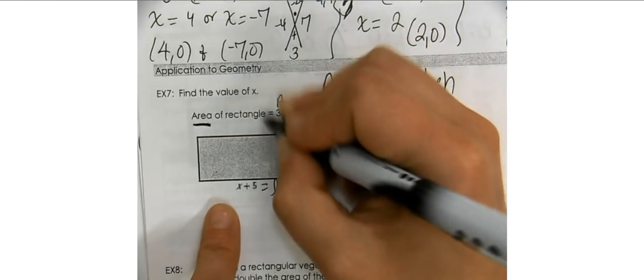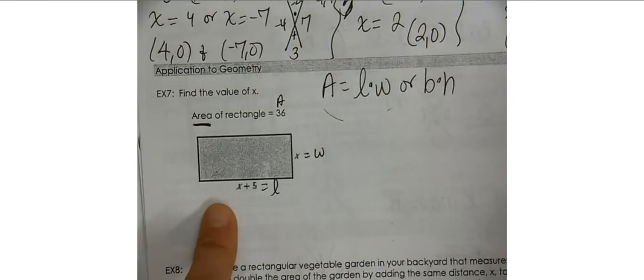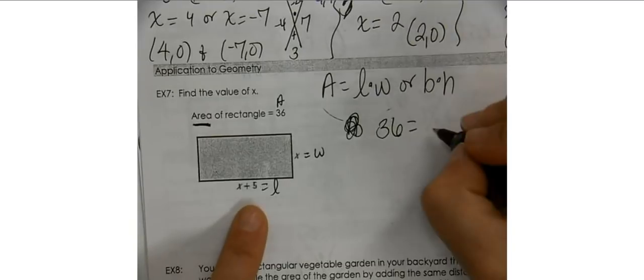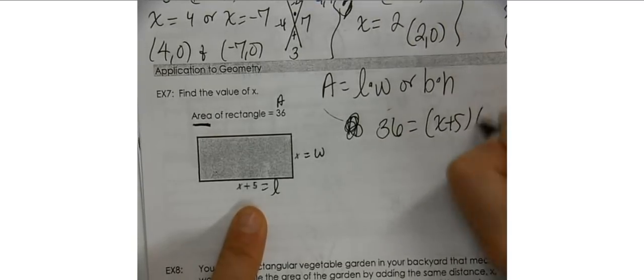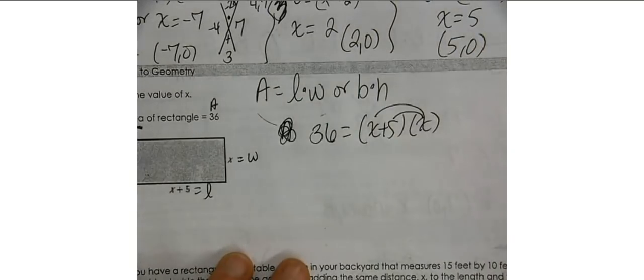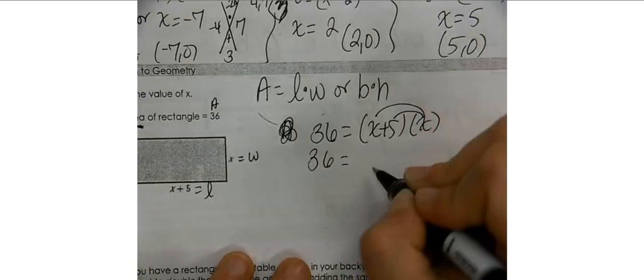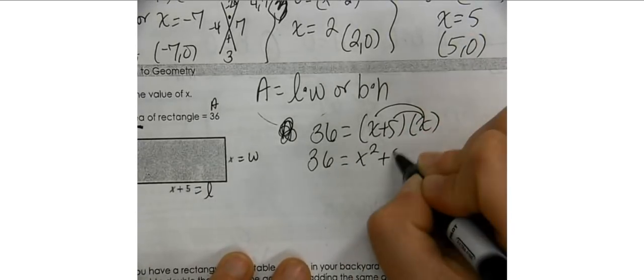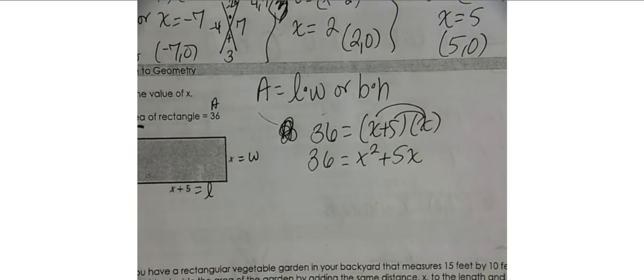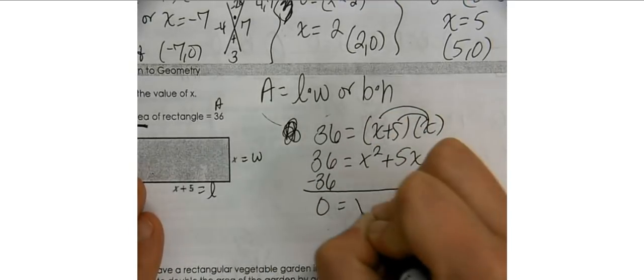So I'm going to replace all of these terms into my formula for area, and I'm going to write this as 36 is equal to (x plus 5) times x. At this step, I'm going to distribute that x to each term, and I'm going to write 36 is equal to x squared plus 5x. Now this is a quadratic equation, and in order for us to solve quadratic equations, we need it to equal 0. So I'm going to subtract 36 on each side. So I have 0 is equal to x squared plus 5x minus 36.